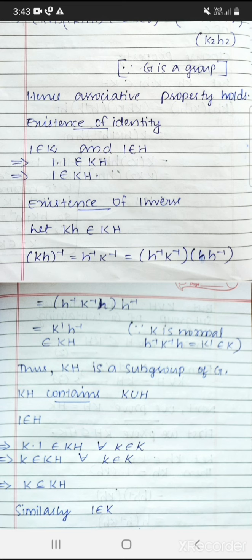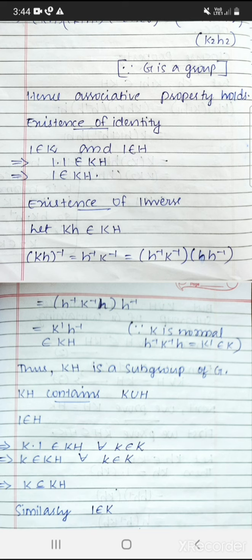Okay, which is equal to, I'm grouping these three terms together and keeping H^-1 apart. So I got H^-1 K^-1 H into H^-1. If I name the element H^-1 K^-1 H as K dash, then I get K dash into H^-1, which is an element of KH. So we got all these properties to hold. Therefore, KH is a subgroup of G.